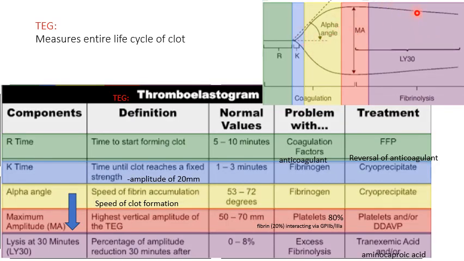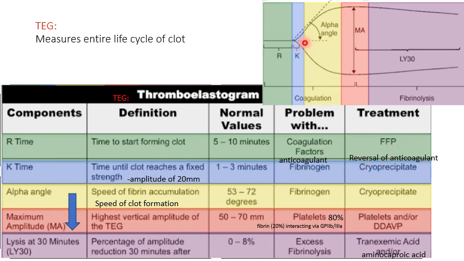So this is a normal TEG graph, and it has got a coagulation part and a fibrinolysis part. The coagulation part has got R time, which is represented by a long tail, and it tells you about the time from when the machine starts to the time of clot formation. This takes generally 5 to 10 minutes, and if it is prolonged, suppose the tail is big, then you have to think that there is a problem with the coagulation factors, and so we will have to give FFP, or if the patient is on an anticoagulant, you may have to give anticoagulant reversal.